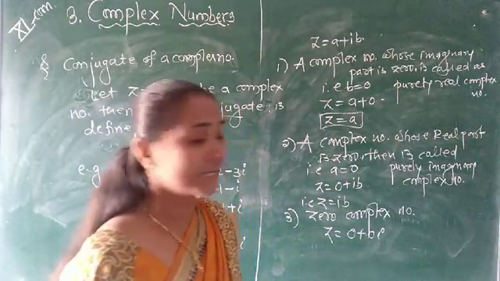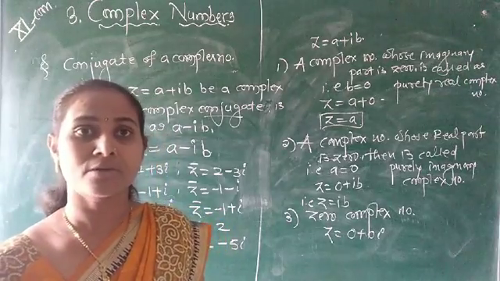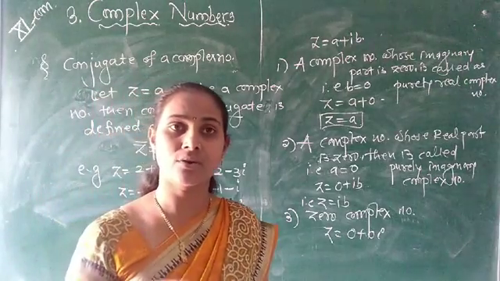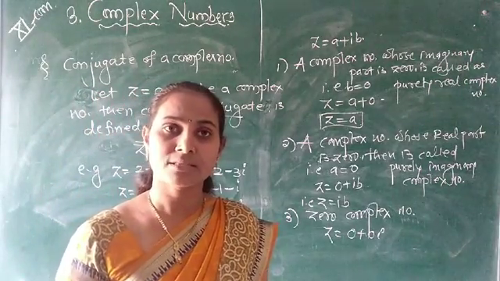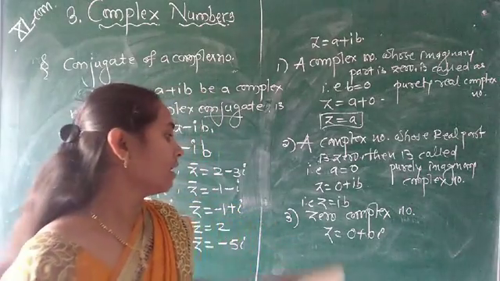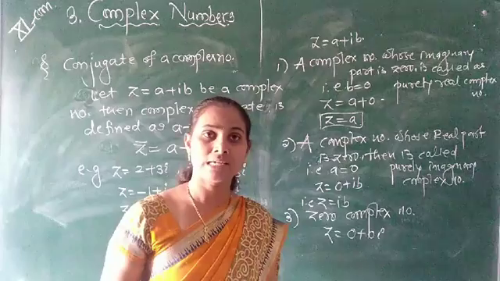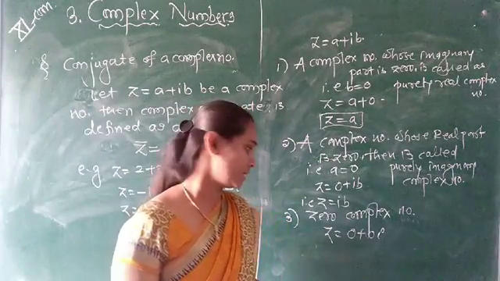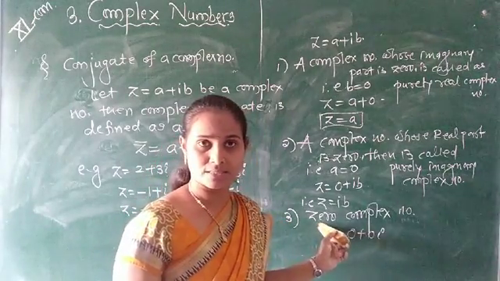Next we see the purely real complex number. A complex number whose imaginary part is 0 is called purely real. A complex number whose real part is 0 is called a purely imaginary complex number. A complex number whose real and imaginary parts are both 0 is called a zero complex number.